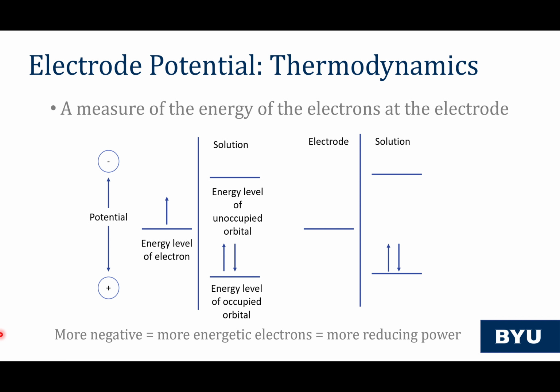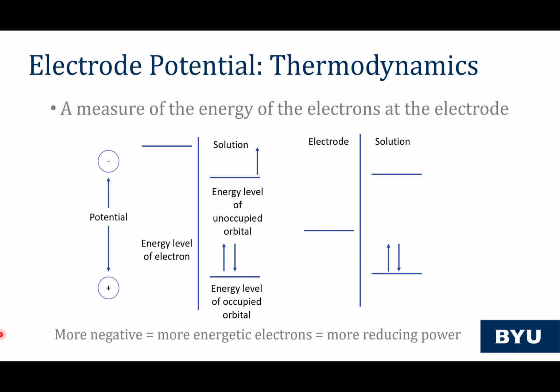What happens if it becomes more negative? Well, if it becomes more negative, then the energy of those electrons may become more energetic than those in your solution, specifically in the unoccupied orbitals. And so you might have a high energy electron from your electrode jump into an unoccupied orbital in your solution. That's what we term reduction.